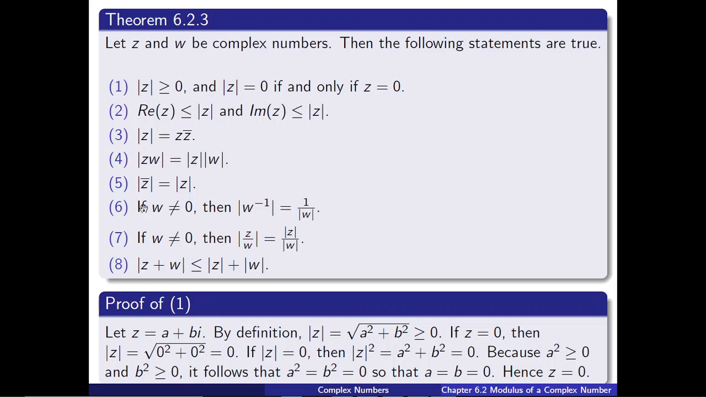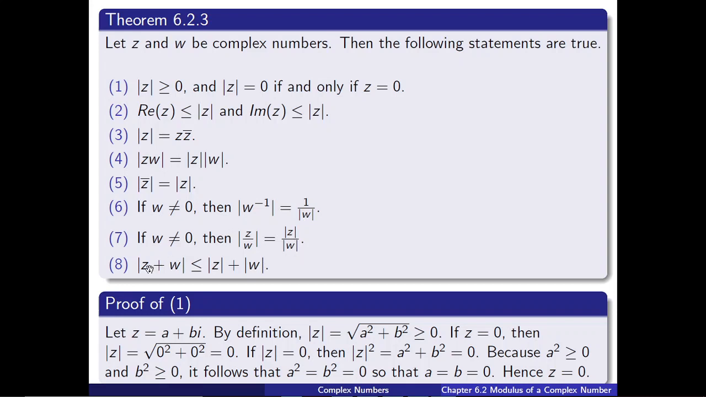And number 5 says the modulus of the conjugate of z is equal to the modulus of z. And for 6 we have, if w is not a 0 complex number, then the modulus of its inverse is equal to 1 over the modulus of w. And if w is not equal to 0, then the modulus of z over w is just the modulus of z over the modulus of w.